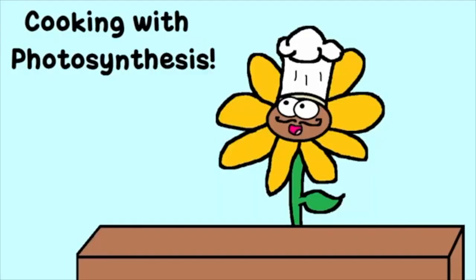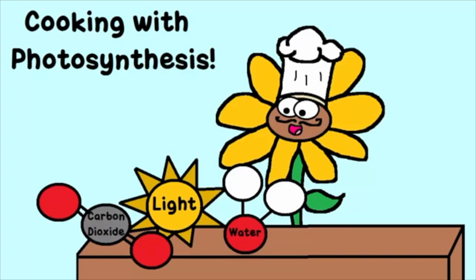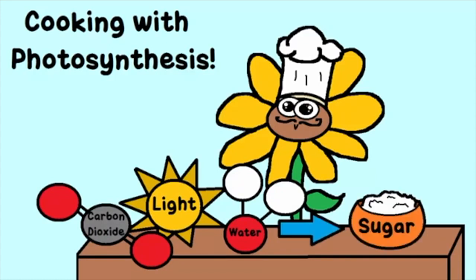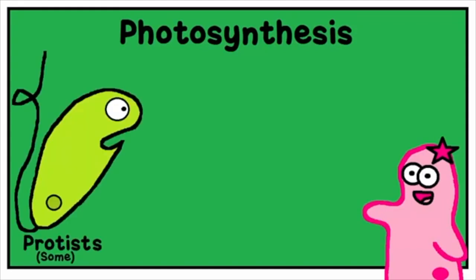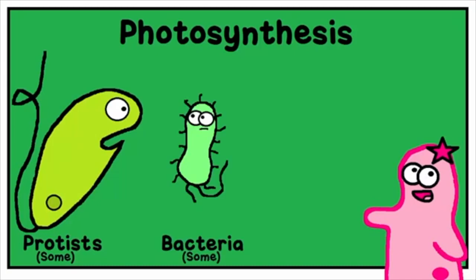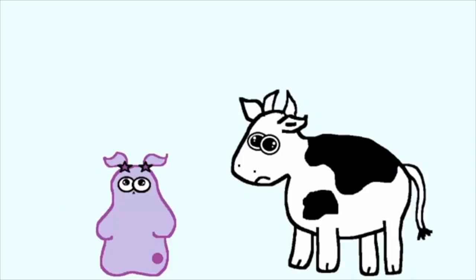Today we are going to talk about an incredible process that uses light, carbon dioxide, and water to make something awesome that we all love: sugar. Unfortunately, we cannot do this amazing, incredible process, which is known as photosynthesis. Some types of protists can do photosynthesis. Some types of bacteria can. And of course, plants can. Plants will be our focus for this video clip. Animals and amoebas just sort of missed out on this ability.